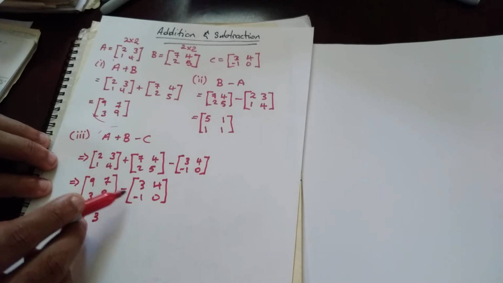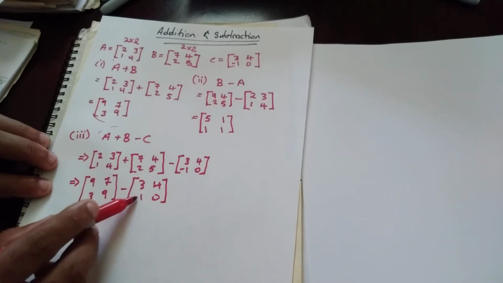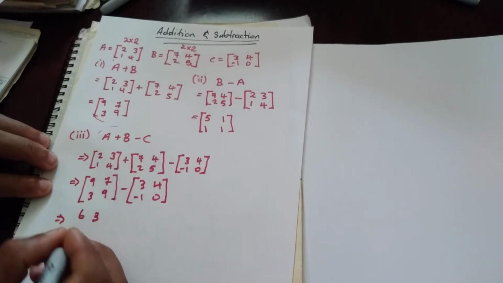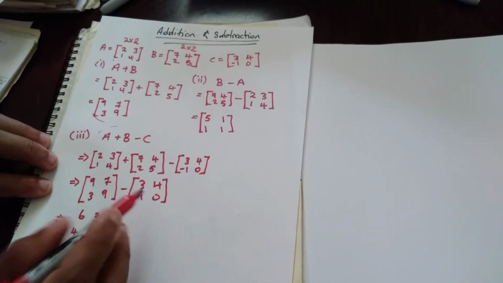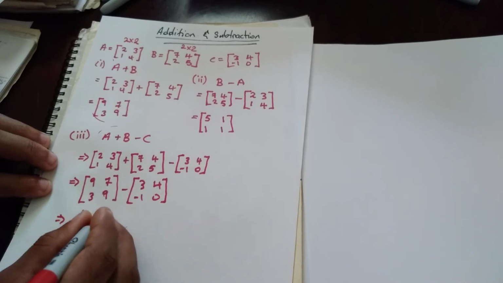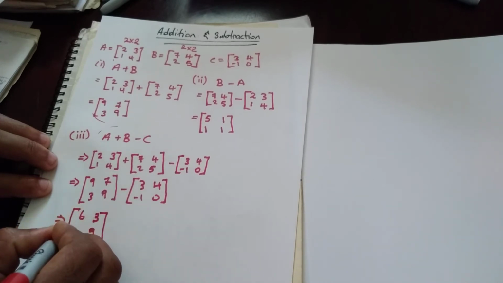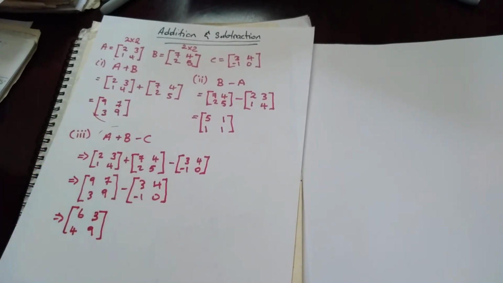3 minus 1. Remember, negative times negative is positive. So this is actually 3 plus 1. That is going to be 4. And 9 minus 0, that is 9. So this would be the result for A plus B minus C.